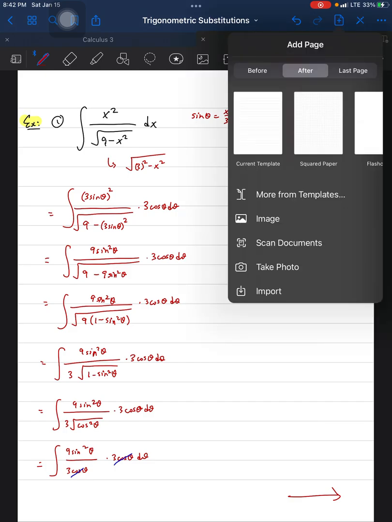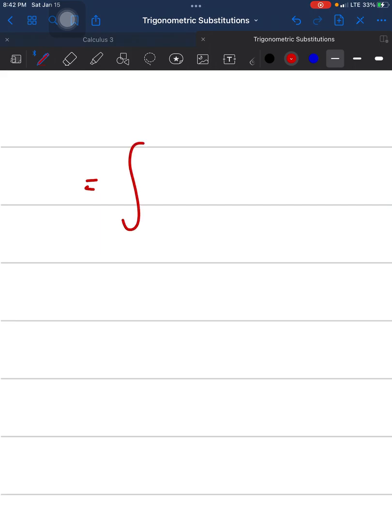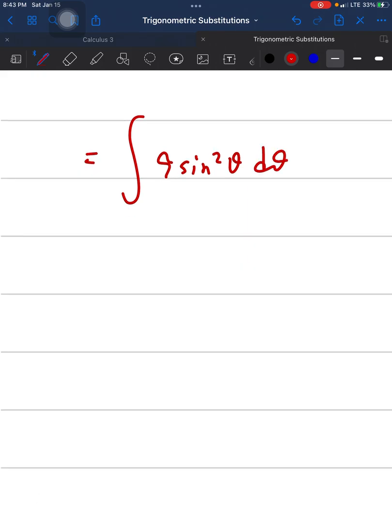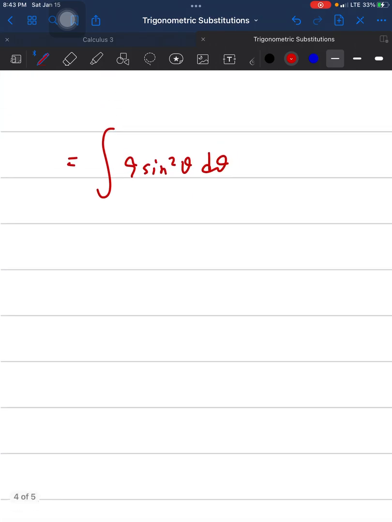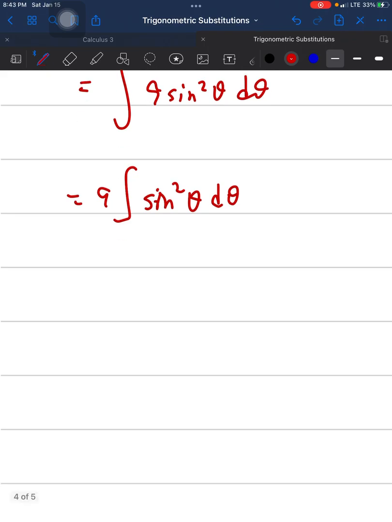so let's go on to the next page. And what we end up with is 9 sine squared theta d theta. And we can pull out the 9 by the constant rule. And we get this, the integral of sine squared theta.